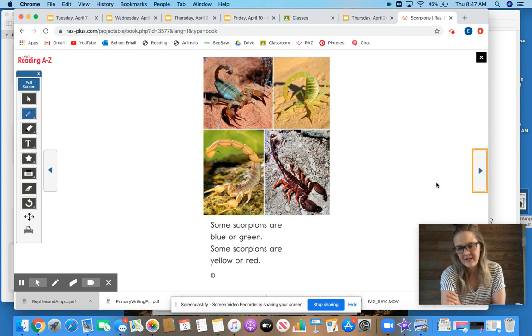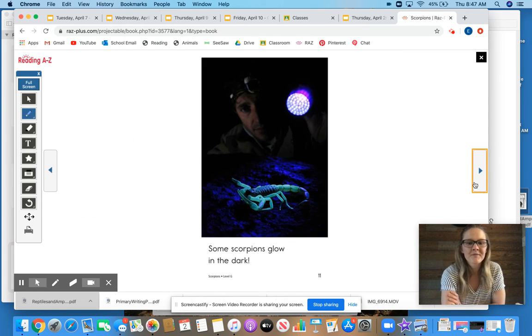I know your book is in black and white, so if you want to look up here at mine, you can see all the cool different colors they are. Ooh, and the next page is really cool. Some scorpions glow in the dark.